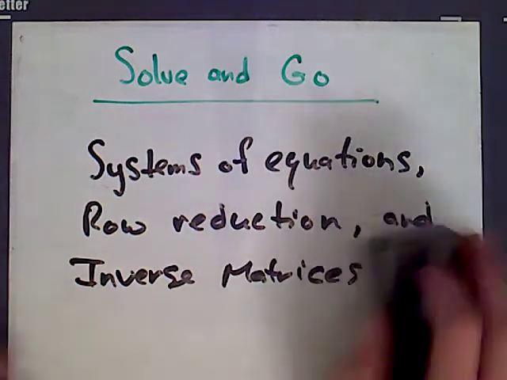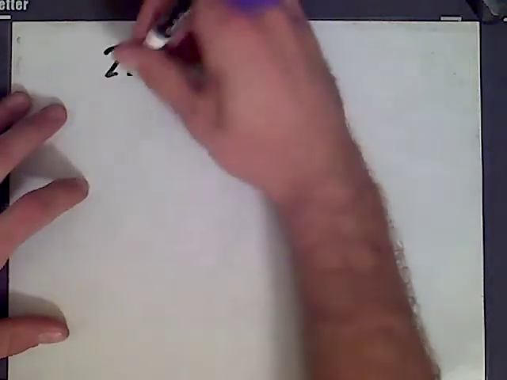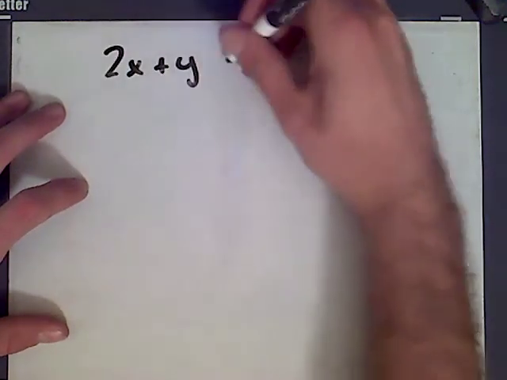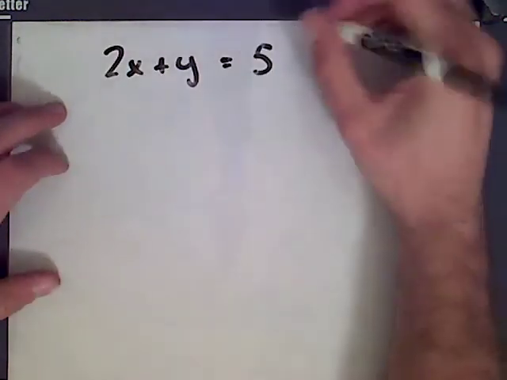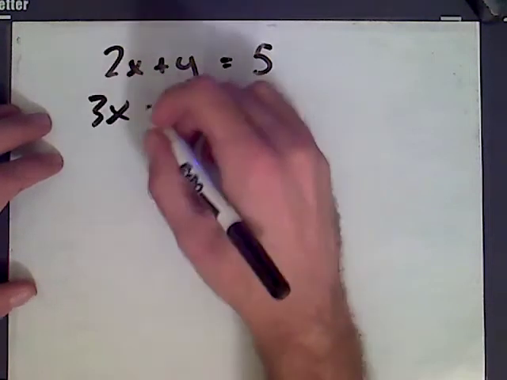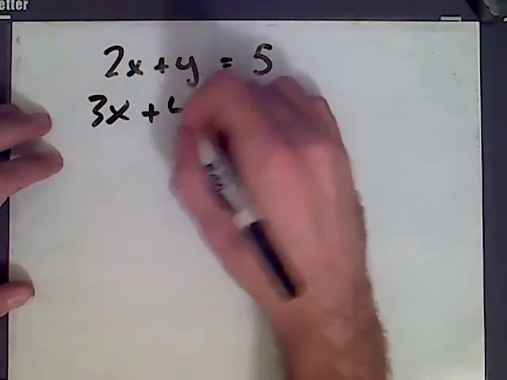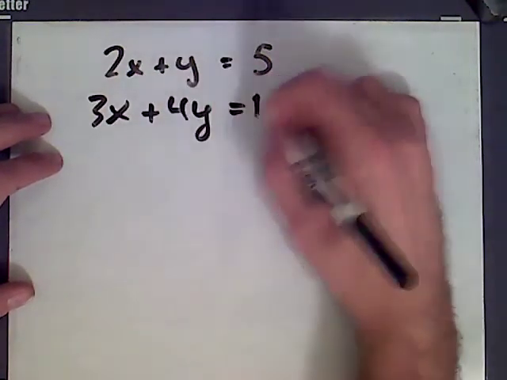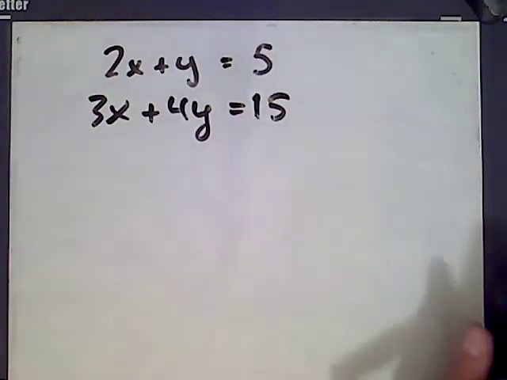Okay, so let's work with a simple system of equations, two equations and two variables. 2x plus y is 5. 3x plus 4y is 15.